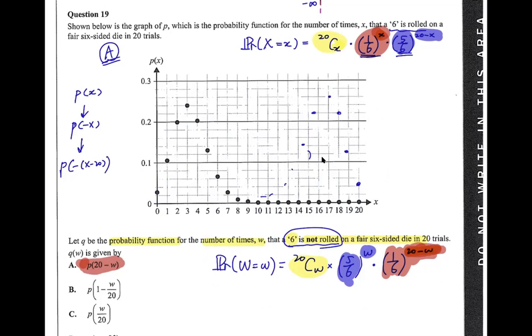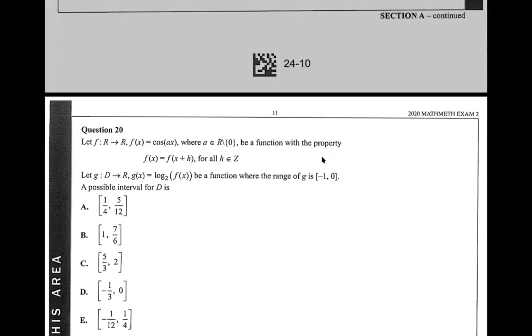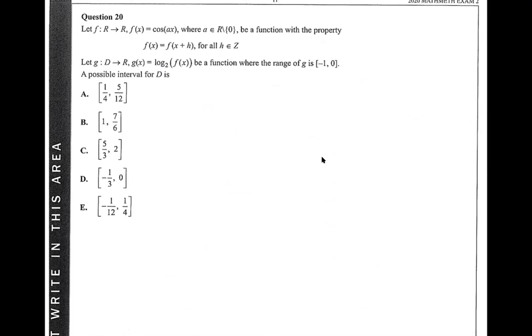Right, so question 19, finished. And let's look at the hardest question in this paper. Let f be a function restricted on real numbers. f of x is cosine a of x. It's a function with the following property: f of x equal to f of x plus h, and h must be any integer. This actually implies the period must be integer. So the simplest case is, okay, h can be 0, plus or minus 1, plus or minus 2, plus or minus 3, okay?